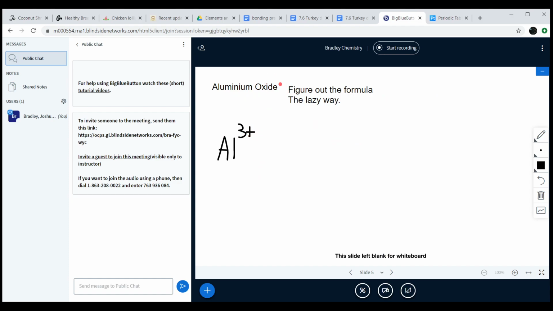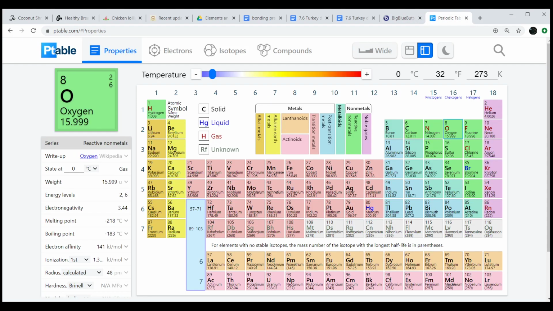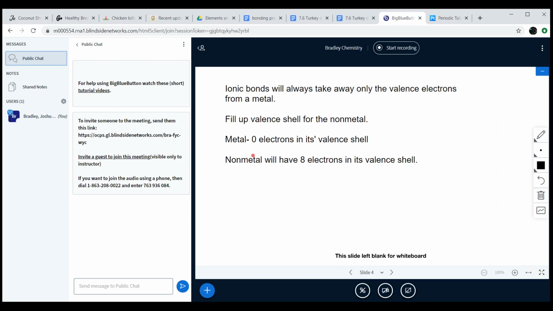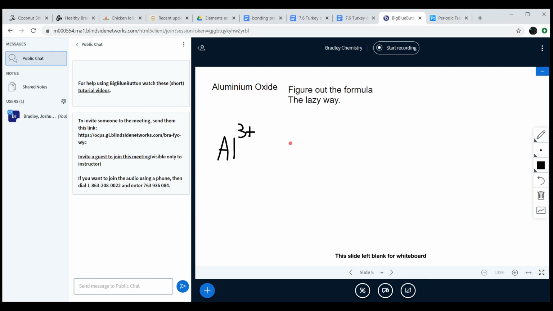Then we have to figure out oxide. Well, the oxide looks like it's oxygen, okay? So we look at oxygen here, and oxygen has 1, 2, 3, 4, 5, 6. Okay? From our rule that we stated earlier, the nonmetal will have 8 electrons in its valence shell, and right now oxygen only has 6. So that means that it's going to need to get 2 more. Okay? So we'll put 2 minus there for oxygen.